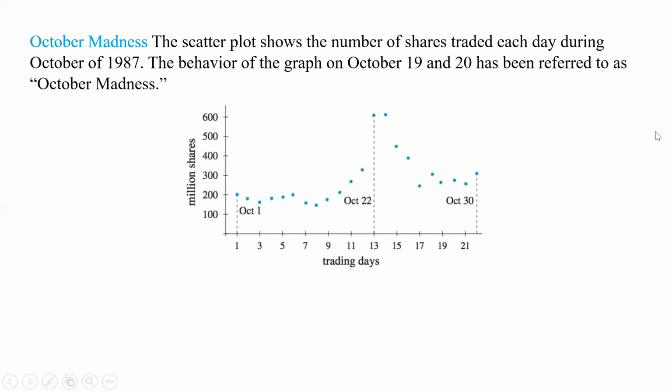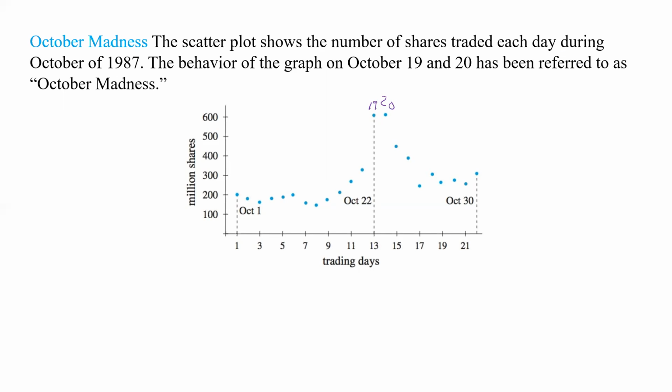Okay, so this is an example here. On October Madness, the scatter plot here shows the number of shares traded each day during October of 1987. The behavior of the graph on October 19th and 20th, I don't know why they say 22nd here, but that's okay. I think it's probably the 19th, and that's probably the 20th, but they say the 22nd. Maybe they mean the 22nd's over here somewhere a little further, but I don't know. It has been referred to as October Madness. So they give us this graph.